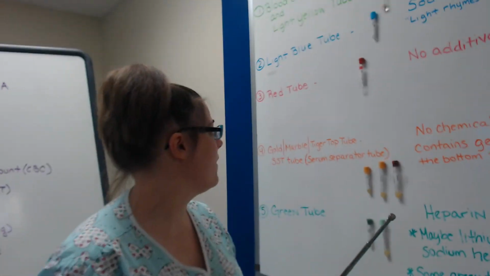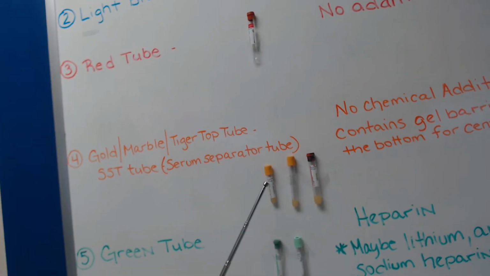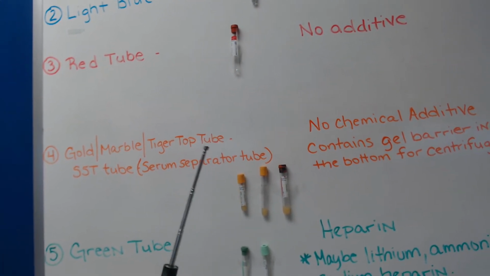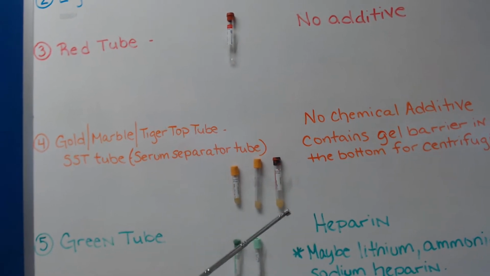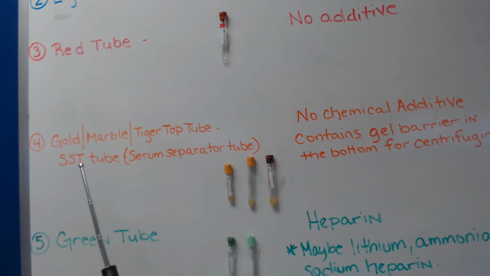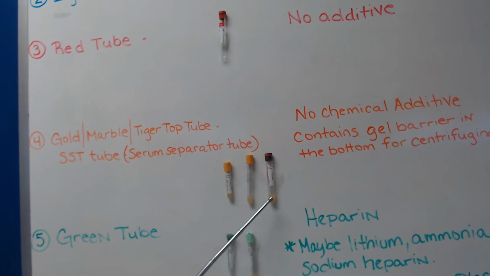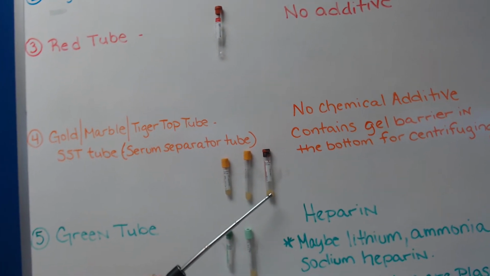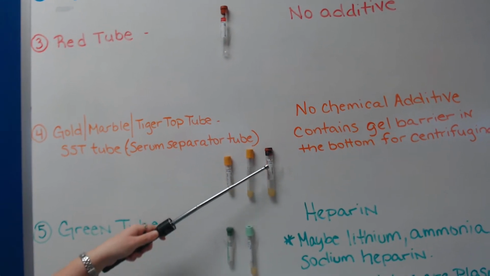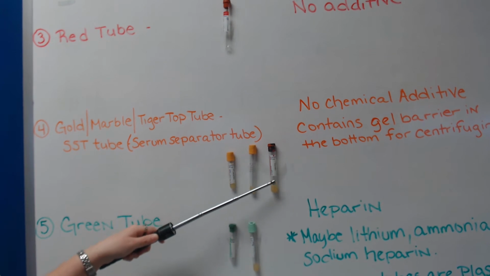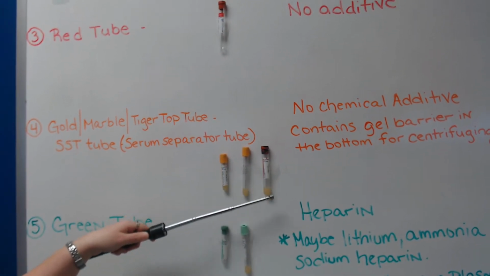Next, you have your serum separator tube. They can either be gold like you have here, or they can be marble or tiger top like you see here. The big thing that leads to it being an SST tube is it's going to have this wax gel barrier at the bottom that once we centrifuge it in the machine, it's going to push that up and separate the serum of your blood from the blood cells and clotting factors in the bottom.